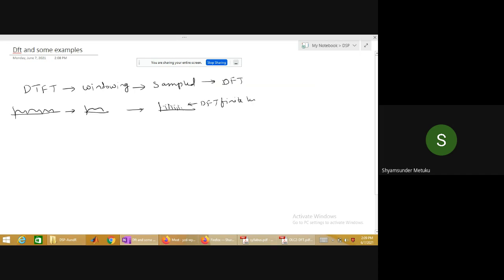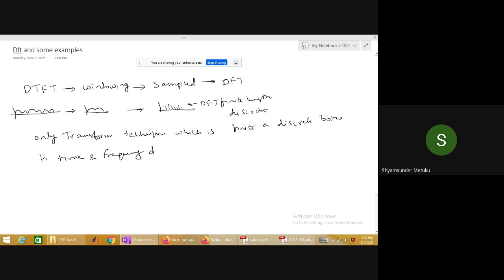Finite length and discrete. So the only transform technique which is finite and discrete, both in time and frequency domain, is called DFT. Is it clear to all of you?